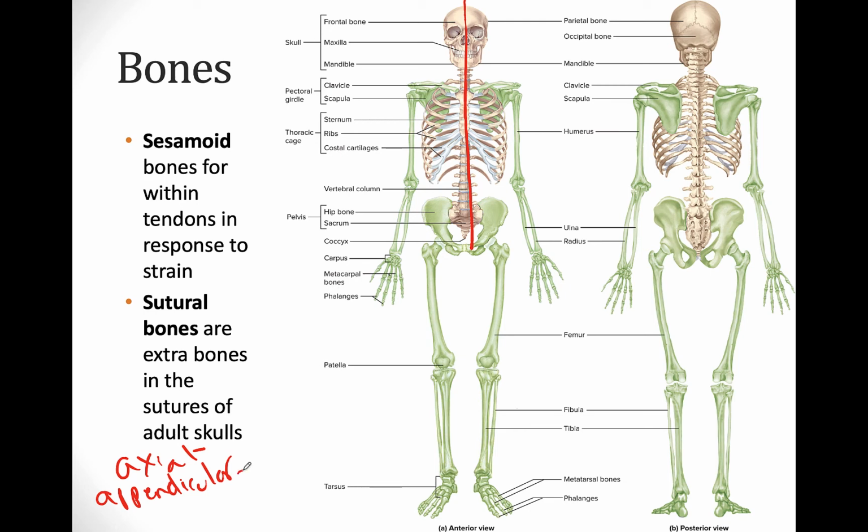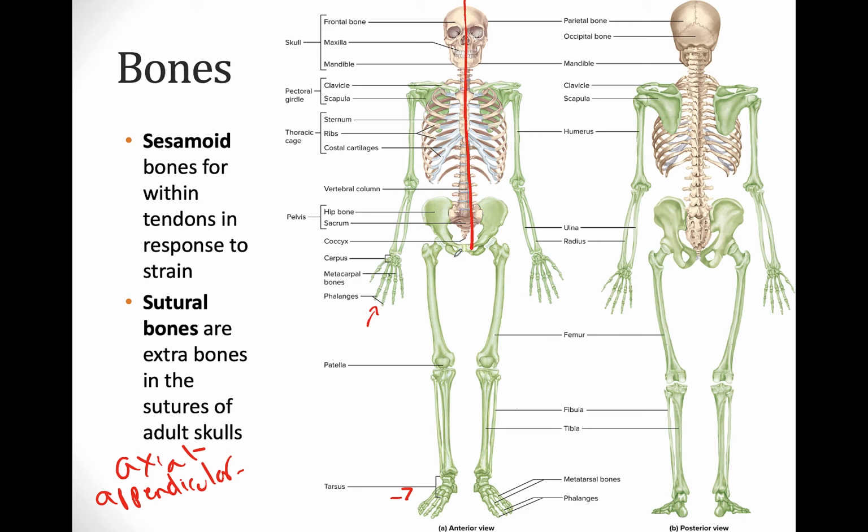And then appendicular are your appendages, is where that name comes from. So your appendages are your arms and your legs. So these appendicular skeletons start with the shoulder girdle. So that's going to be your scapula and your clavicle, arm, humerus, radius, ulna, carpals, metacarpals, phalanges.